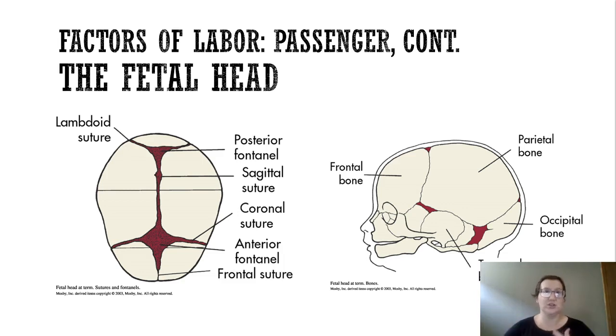That is the junction of the two parietal bones and the occipital bone. And this one obviously is going to close a lot faster, you guys. This one's going to close rather quickly, within less than 2 months after delivery.